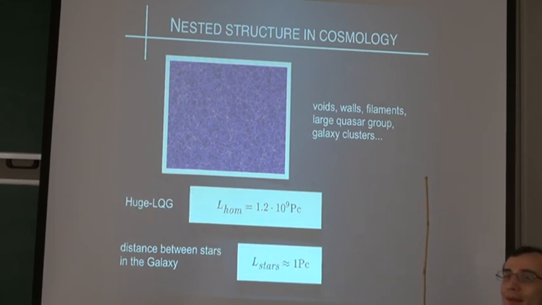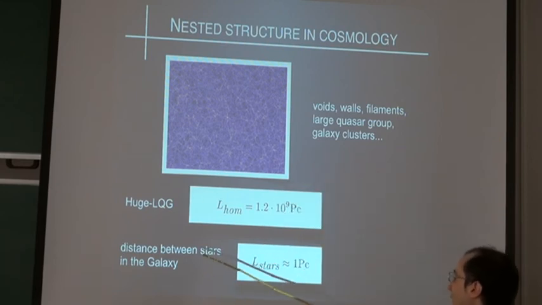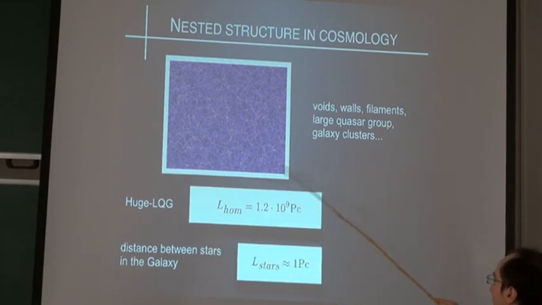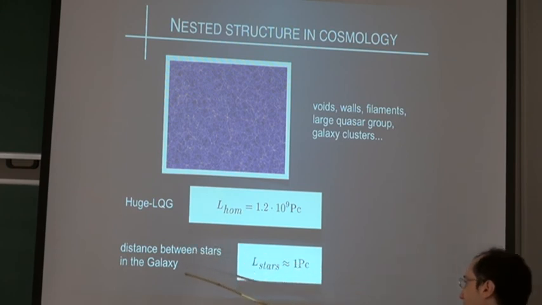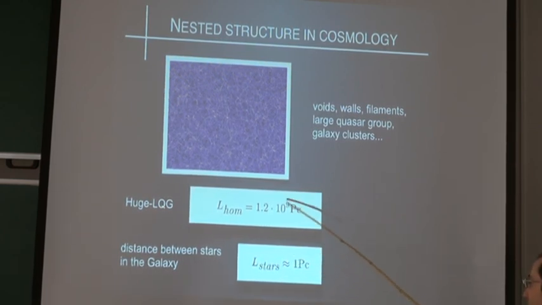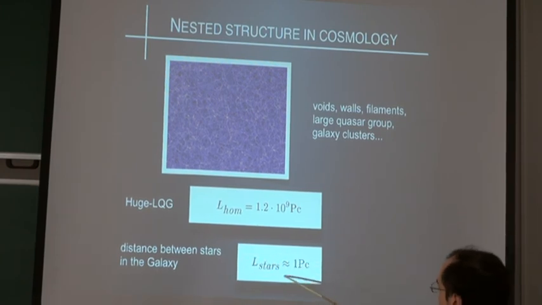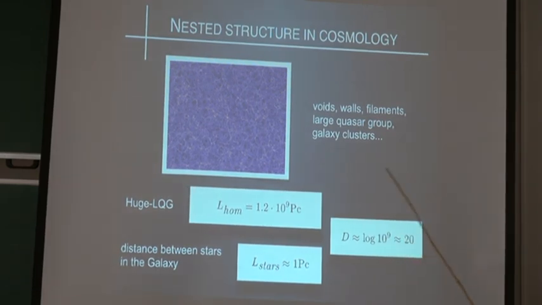Let me say it this way. Since the galaxies are made of stars, and at the level of stars we know that GR can be well described by Newtonian physics, let's take the average distance between stars in galaxies as the measure of this smallest possible scale. And then the depth of structure we get from this is equal to 20.